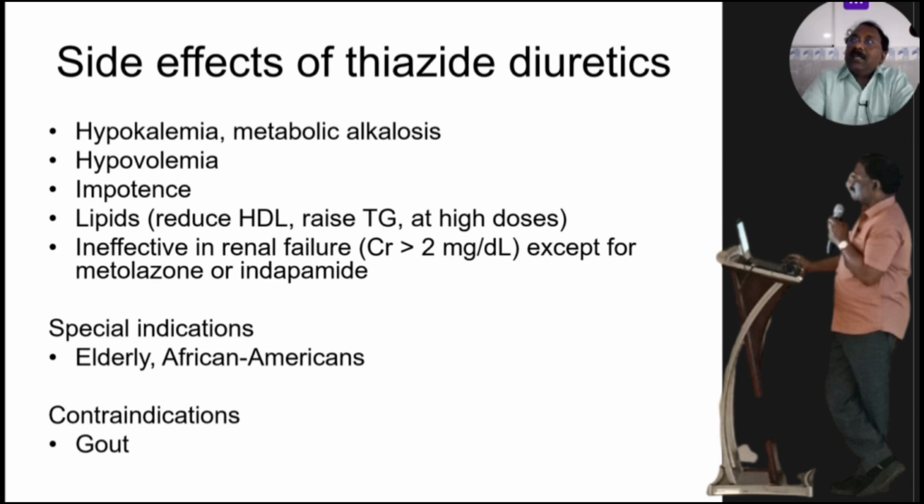Indapamide won't cause hyperglycemia unlike other diuretics. All the diuretics may cause hyperglycemia and hyperlipidemia. All the diuretics are contraindicated in gout. So in gout, you don't use the diuretics. And diuretics are also contraindicated in pregnancy-induced hypertension. In pregnancy also, with hypertension, we should not use the diuretics.